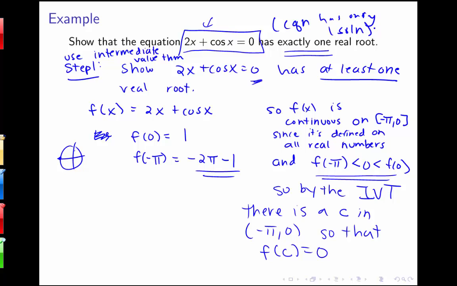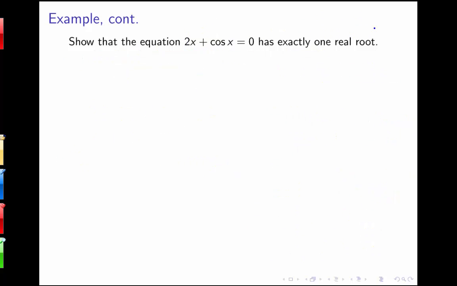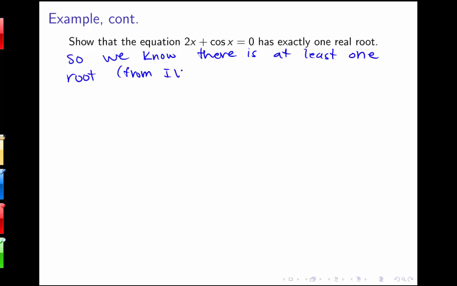Okay, and it's in the second step that we're going to make use of something that Rolle's theorem tells us. So we know that there's one root, or there's at least one root. We want to show that there's only one. Okay, so let me just summarize this: we know there is at least one root from the intermediate value theorem, which is good practice for us to review that.